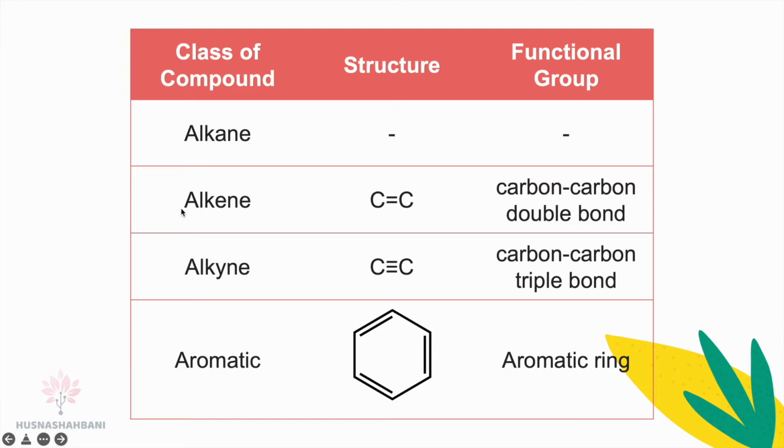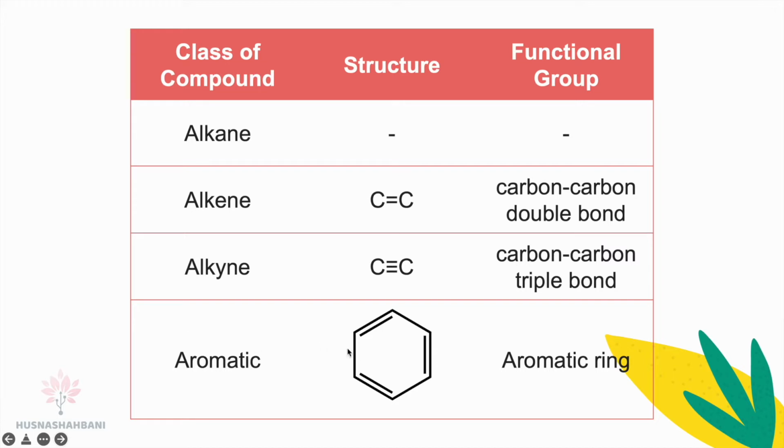So don't interchange the class of compound and functional group. If the question asks for class of compound, if you see C double bond C, that class of compound is alkene. If the question asks for functional group, it is not alkene. The functional group is carbon-carbon double bond. Next, class of compound alkyne. That's for C triple bond C. Functional group: carbon-carbon triple bond.